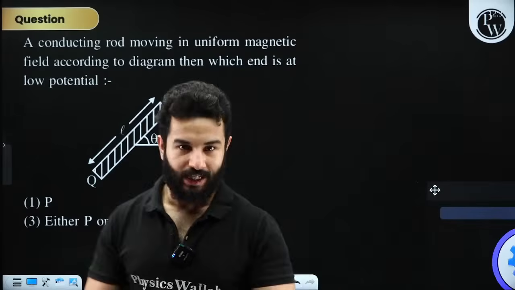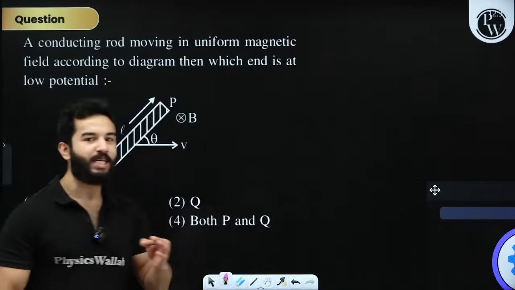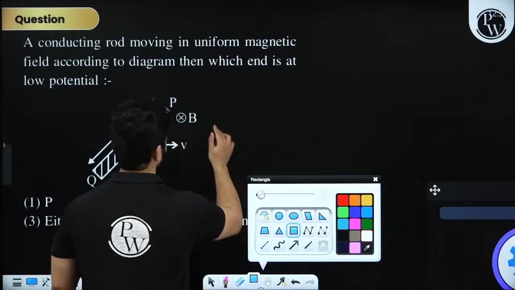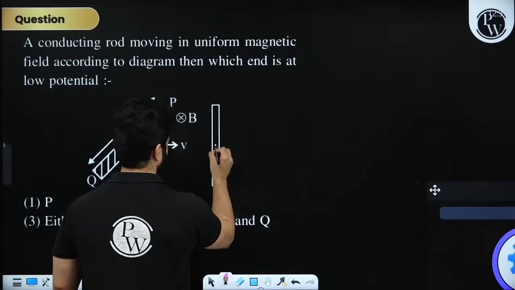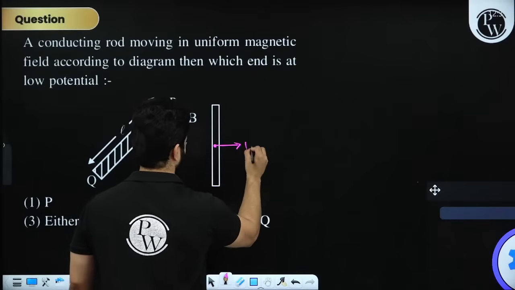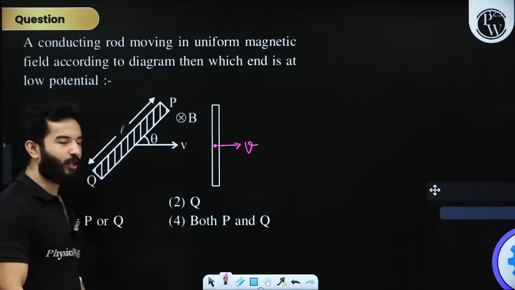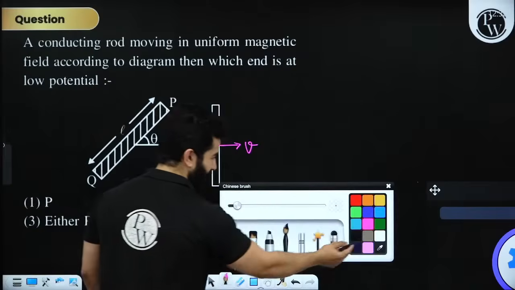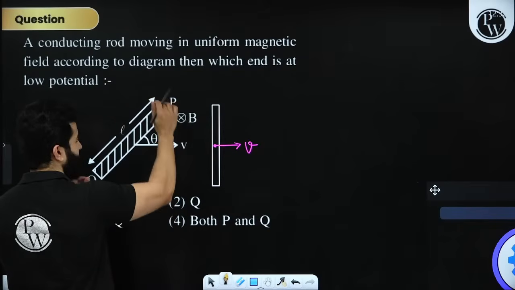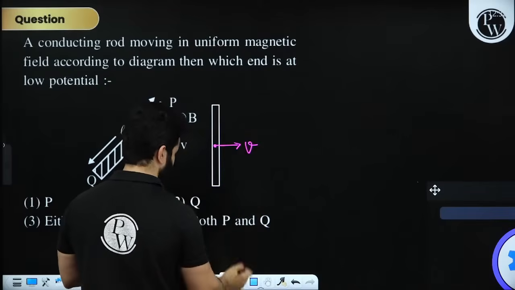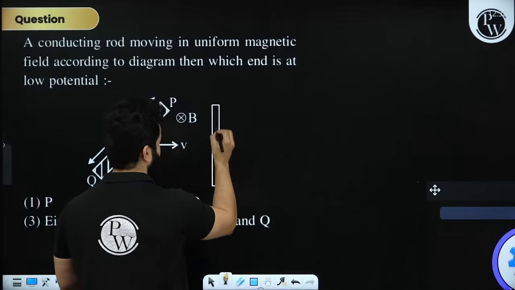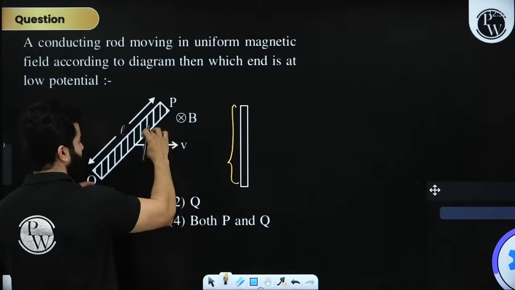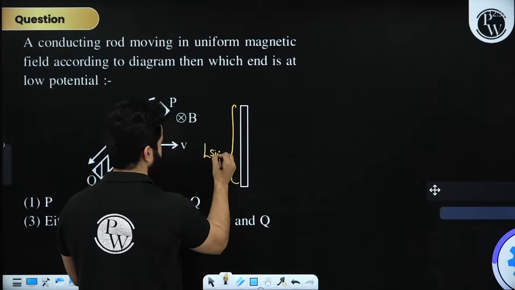The rod is moving something like this. We know the formula of EMF is BLV. But what about this, my dear friends? In this question, doston, if let's suppose this is L, then first of all this length will become L sine theta, because this is L and this is theta.